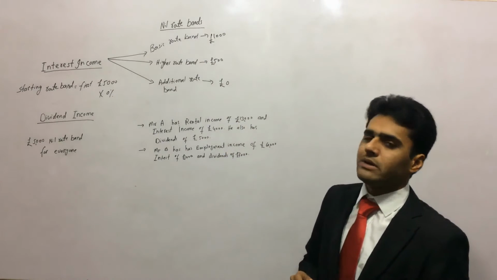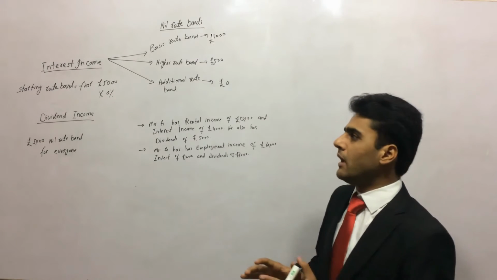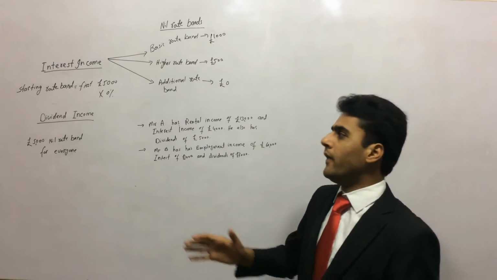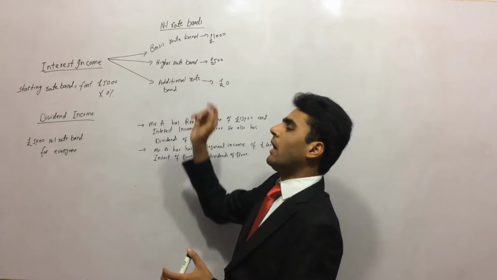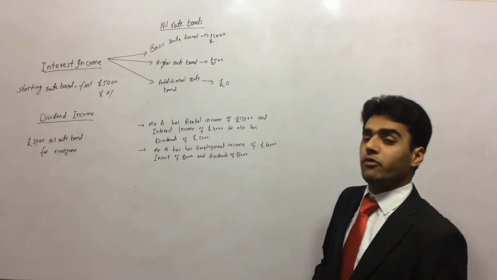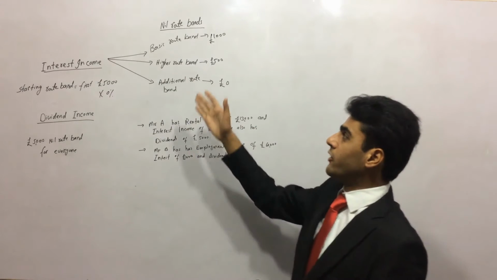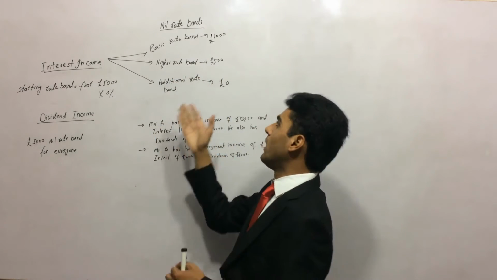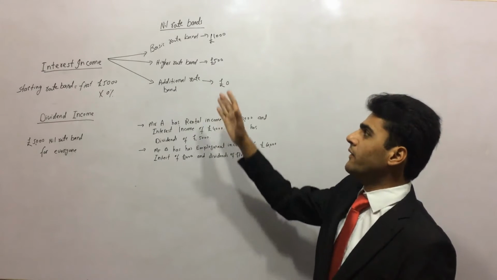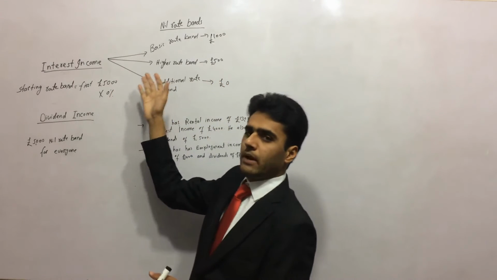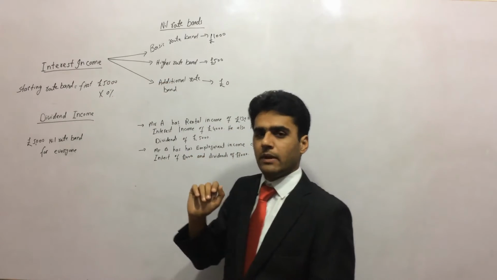Second thing is that if you're a higher rate taxpayer, then you will get £500 of nil rate band. If you're a basic rate taxpayer, £1,000. If you're a higher rate taxpayer, you will get the nil rate band of £500. Now this is the interest income nil rate band. We're talking about the interest income nil rate band.